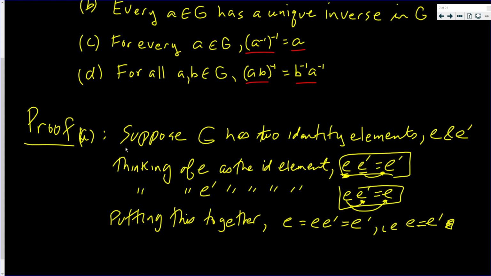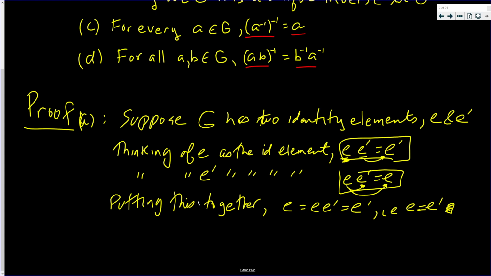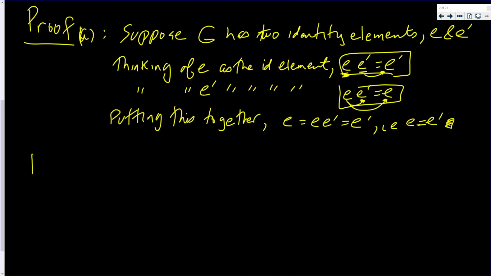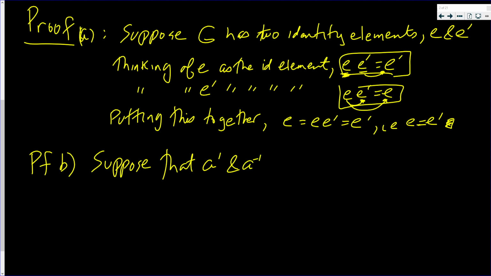B, I want to show that every element has a unique inverse. So we suppose otherwise. Proof of B. Suppose that A prime and A to the minus 1, I'm going to call it A inverse though, A prime and A inverse are both inverses of A.